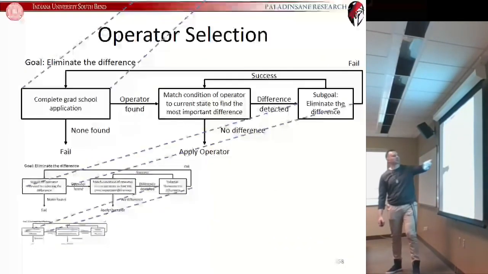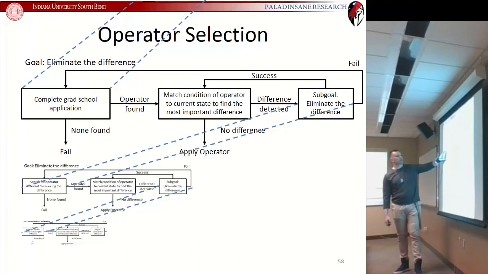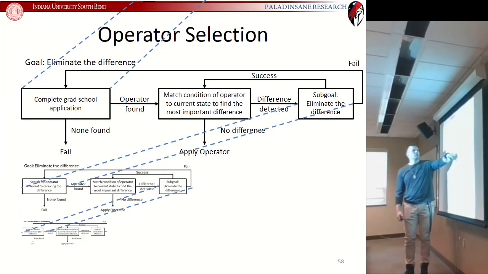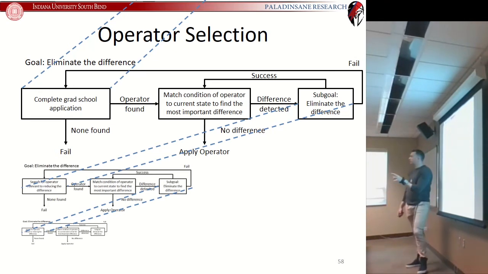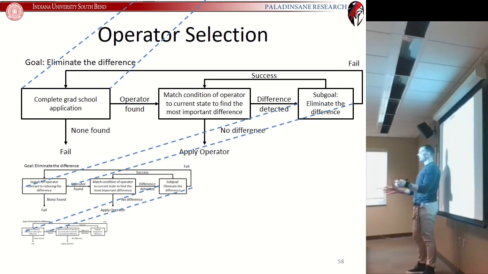So we zoom in, right? We want to apply to grad school. So we match our conditions of the current state to find the most important difference. You're sitting there saying, my most important difference is to apply to grad school, right? Complete a grad school application. In order to do that, what is now my most important difference?